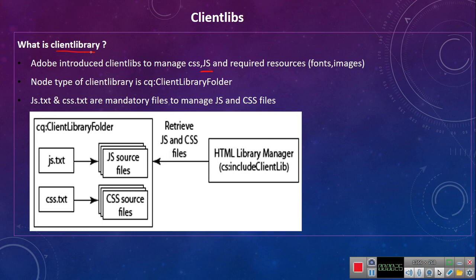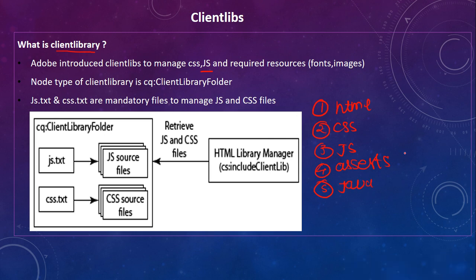can use Clientlibs. So for making one website, what do we need? By the way, we need HTML. If you want to make any website, we need HTML, CSS or JavaScript, and after that we need the images, so we can say it's assets. Okay, these are the things we need, and we need some backend part, that means we can consider Java. So these are the things we need for making one website.